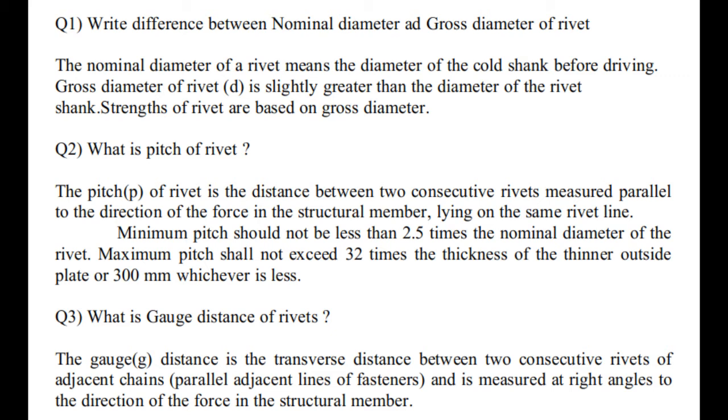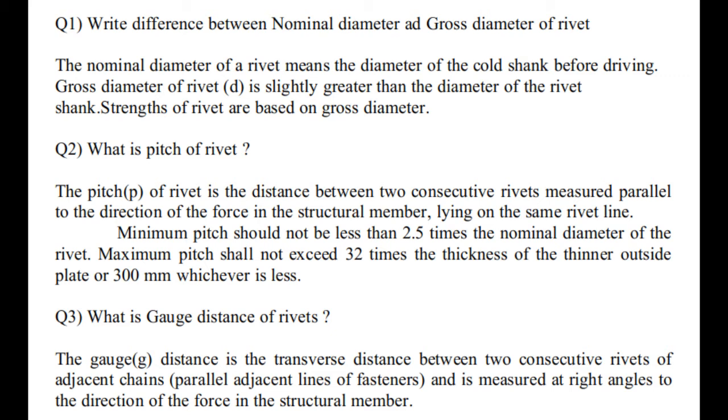What is pitch of rivet? The pitch of the rivet is the distance between two consecutive rivets measured parallel to the direction of the force in the structural member, lying on the same rivet line. Minimum pitch should not be less than 2.5 times the nominal diameter, and maximum pitch shall not exceed 32 times the thickness of the thinner outside plate or 300 mm, whichever is less.